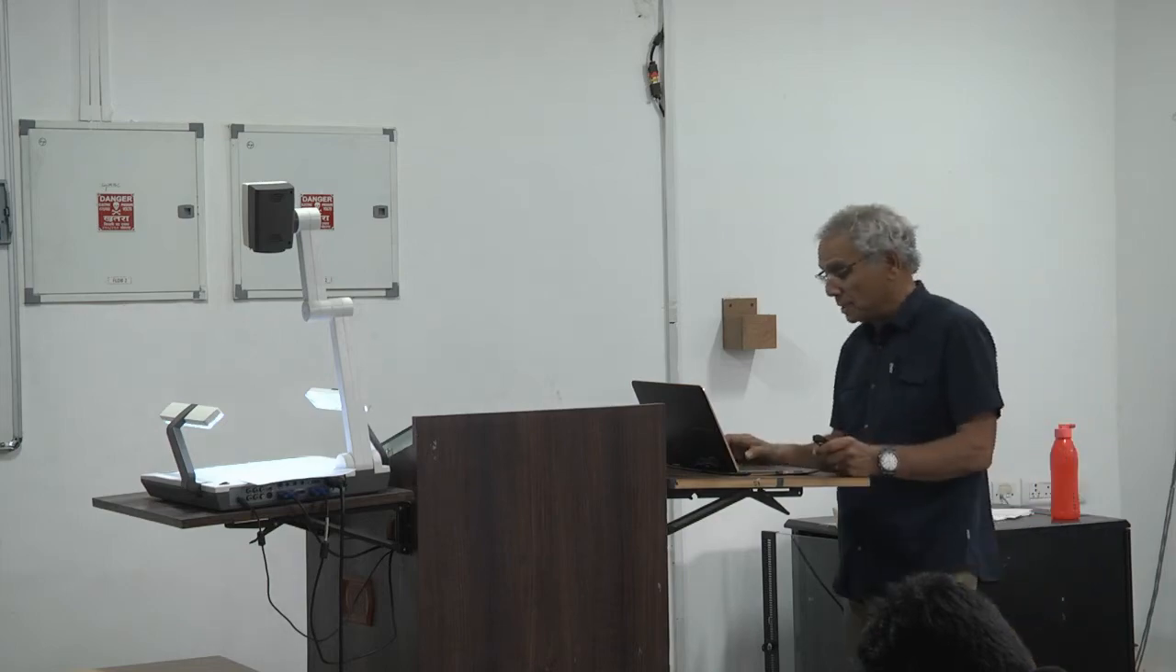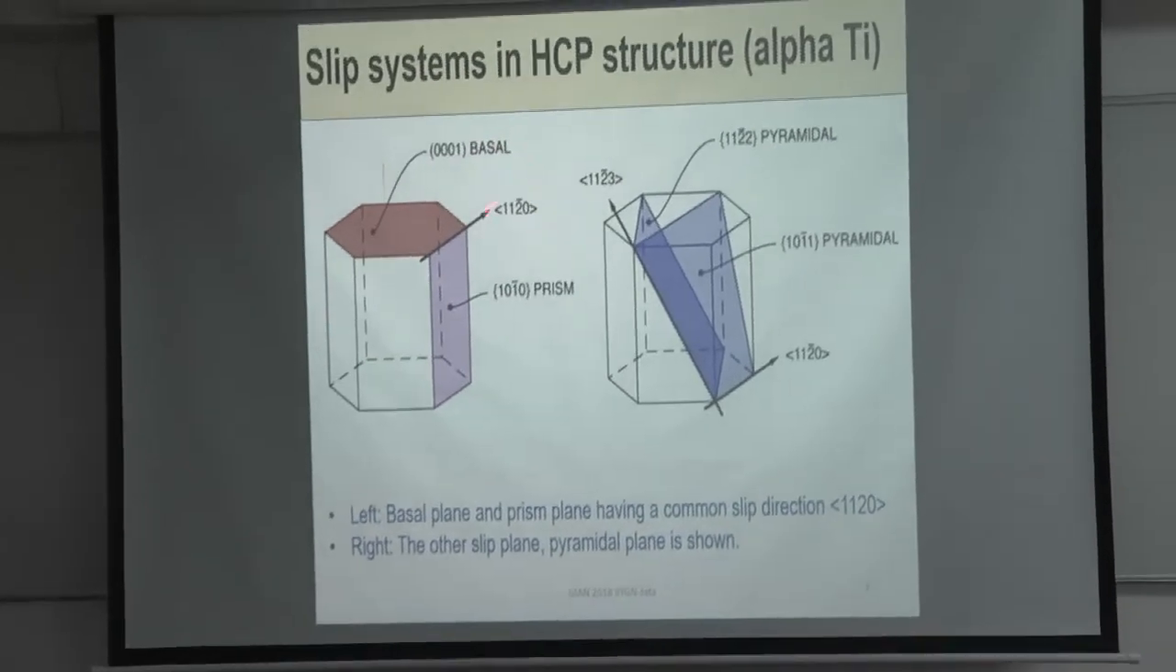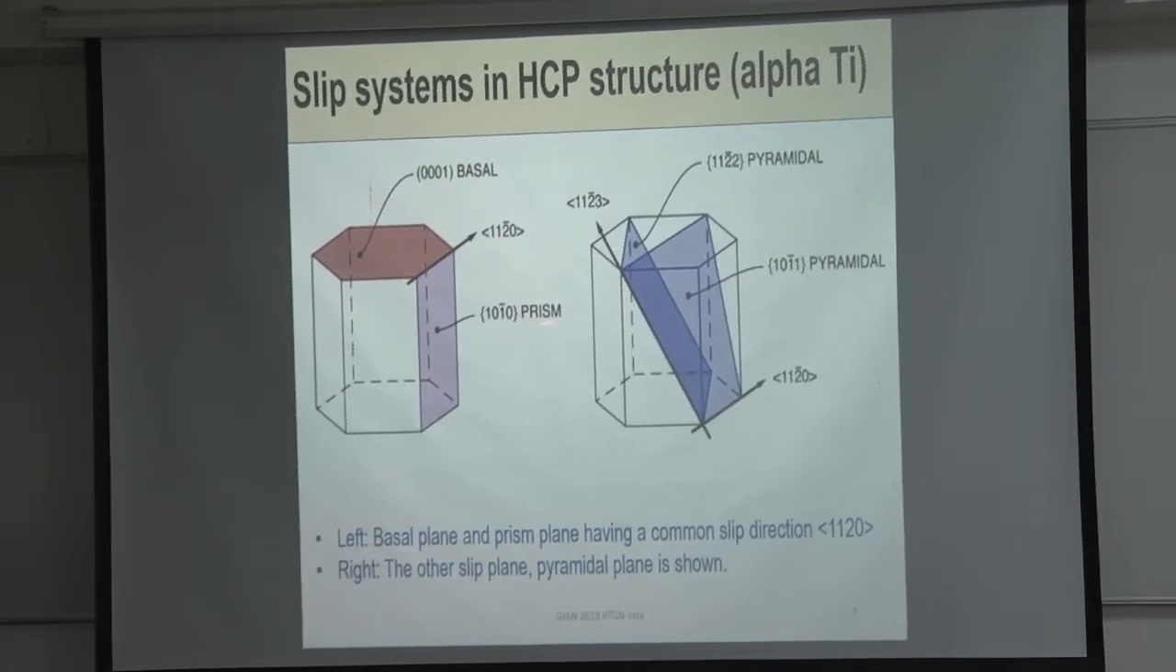More alpha volume fraction, more of this HCP volume fraction will be playing a role in the overall deformation, right? And the titanium alpha phase has 3 known slip planes, basal, prismatic, and pyramidal slip, which I'm going to show in the next picture. So there is your basal plane, like I said, it's (0001). And there is your prism plane, (10-10).